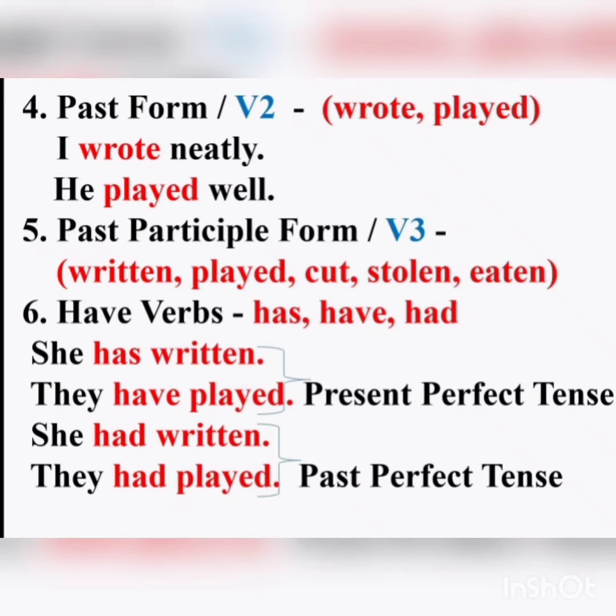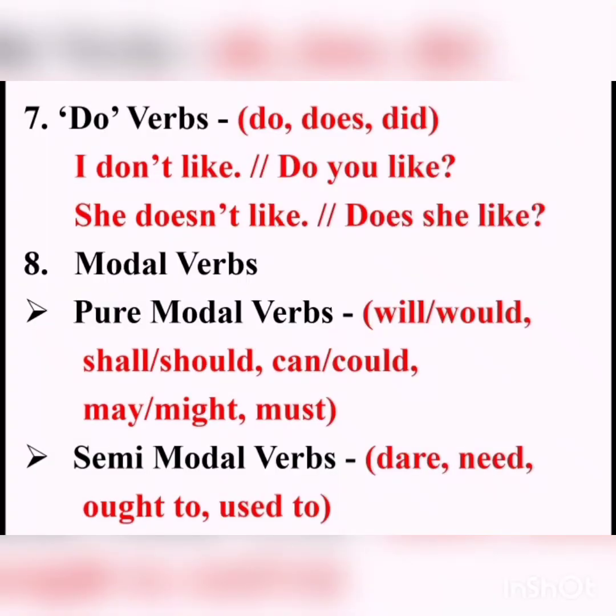Next, have verbs: have, has, had. This is another type of auxiliary verbs. Here, these verbs can also sometimes act as a main verb. I have a chalk piece with me. I have a pen. That means I own a chalk piece. I hold a chalk piece. அப்போ அது main verb வரும். For example, written. She has written அப்படின்னு சொல்லணும்னா present perfect. They have played, present perfect tense. She had written, past perfect. They had played, past perfect. So நிறைய இதில் rules and regulations we need to follow and understand.